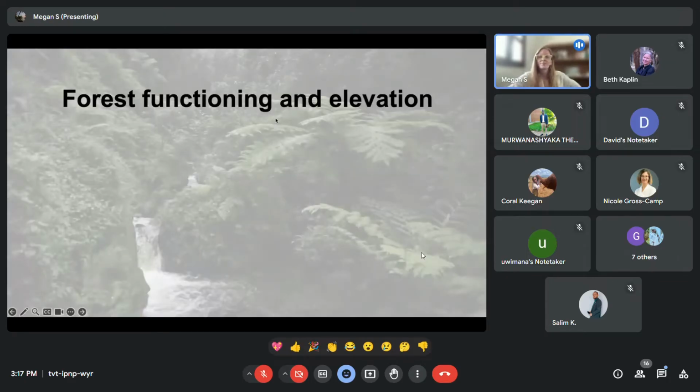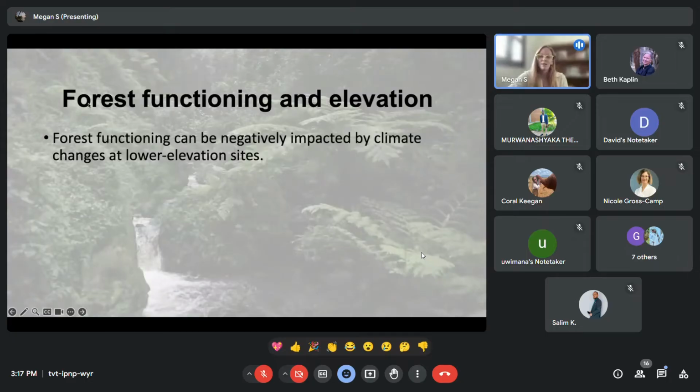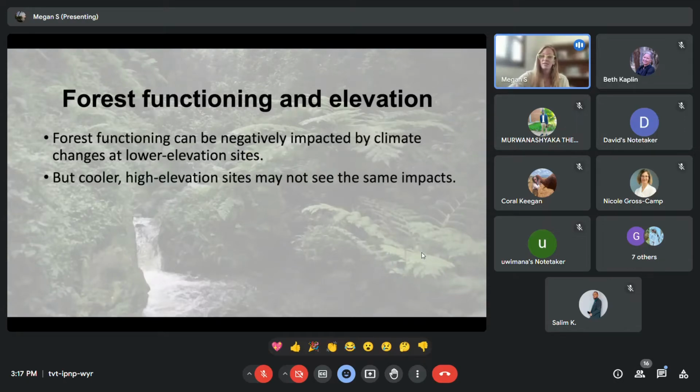So when we think about how forest functioning changes with elevation, we have some information from the scientific literature that we can draw on to form our hypotheses about this. We know that forest functioning can be negatively impacted by climate changes at lower elevation sites. But cooler, higher elevation sites might not see the same impacts simply because trees don't reach their stress thresholds, like for drought tolerance or for heat tolerance, at those higher elevation sites.